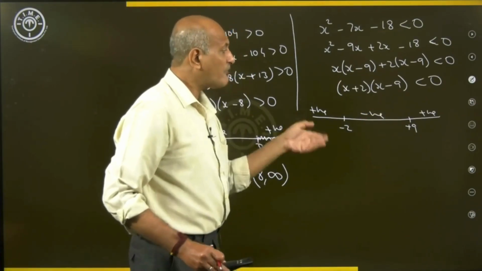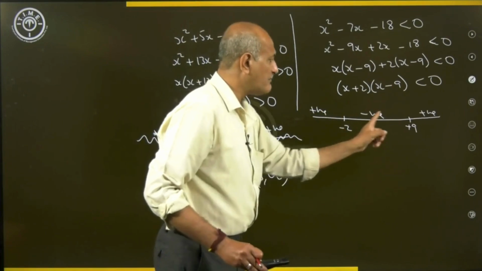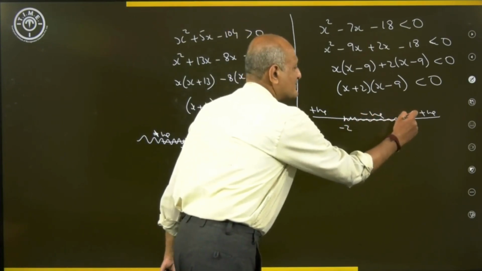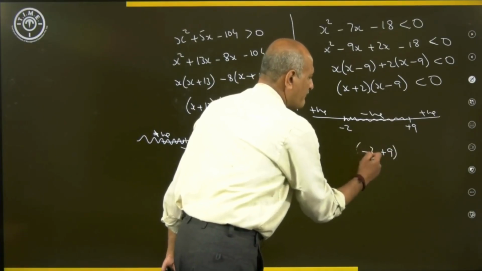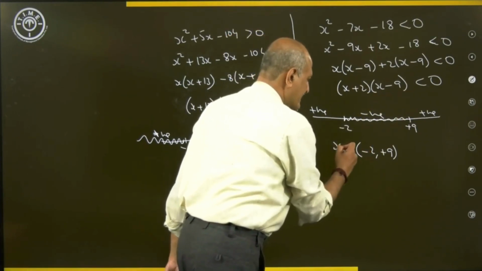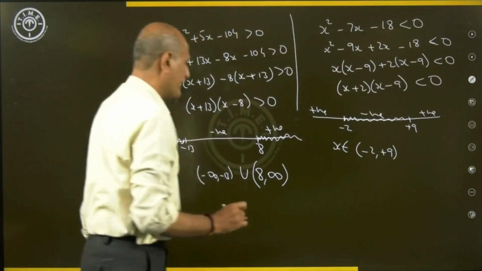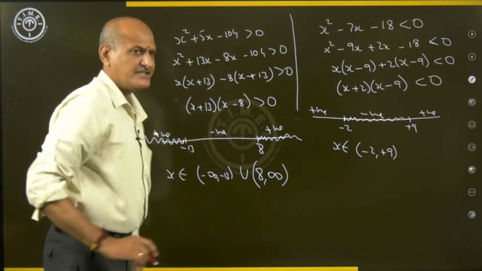So for what values of x is this inequality satisfied? We can tell for numbers between minus 2 and plus 9. For these values of x, this condition is followed. In the same manner, for x belonging to this other set of numbers, the first condition is followed.